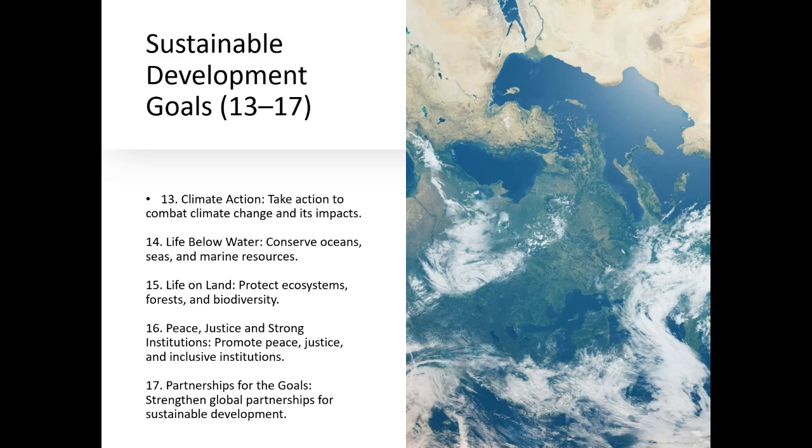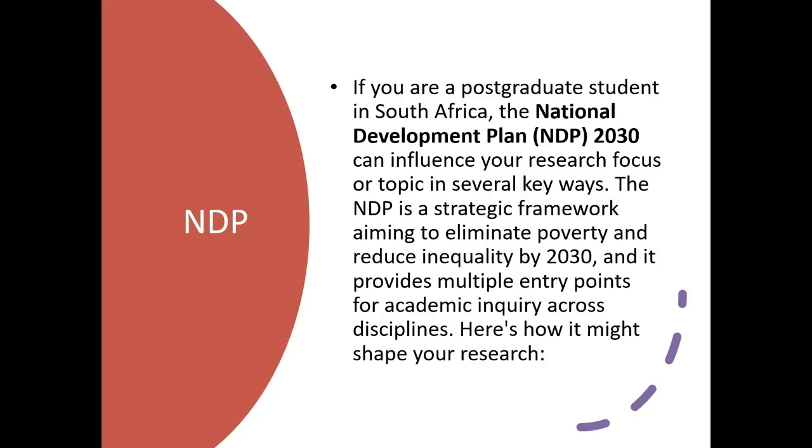So when we move from global priorities to more local or national priorities that can have an influence or focus on our research, we think about the National Development Plan, and there's many others. I'm only mentioning the NDP as an example, but there can be other imperatives. The same with the SDGs. There can be other global imperatives as well. So these are just examples.